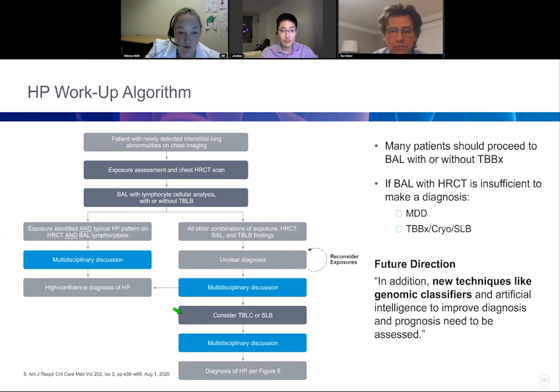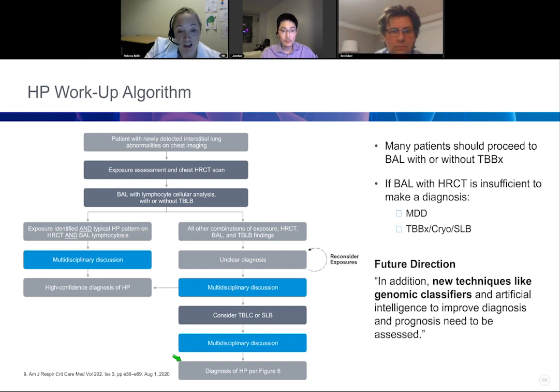And some institutions perform cryobiopsy, and that we can discuss as well. Our institution doesn't typically, we don't use a lot of cryobiopsy. We mostly would send this patient to surgical lung biopsy if we had a significant question. Then after that data was back, we had additional pathology, we would again discuss this case and come to our best clinical consensus diagnosis.